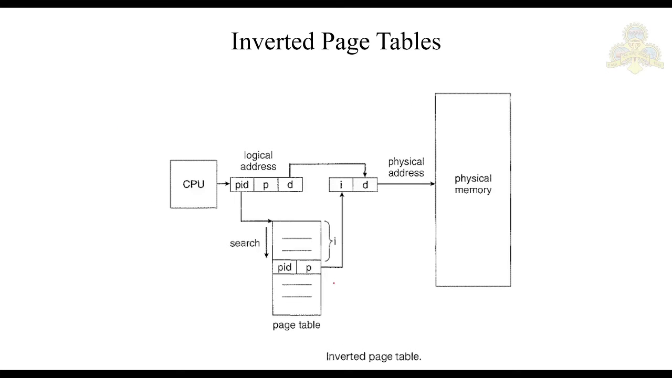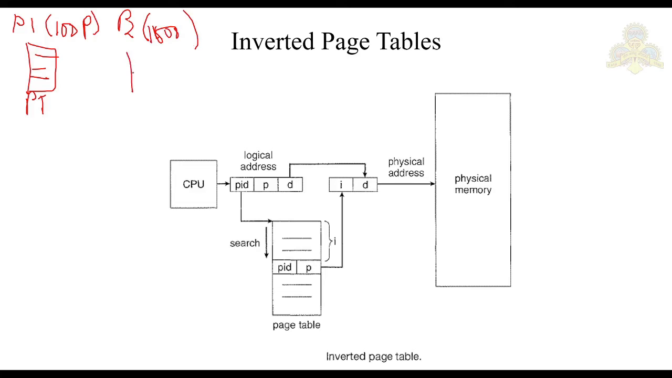Next we will talk about inverted page tables. As we all know, each process will have its own page table. Suppose you have process P1, and suppose it has 100 pages. That means P1 will have its own page table with 100 entries. Suppose P2 is a process having 1000 pages, then P2 again will have its own page table with 1000 entries.